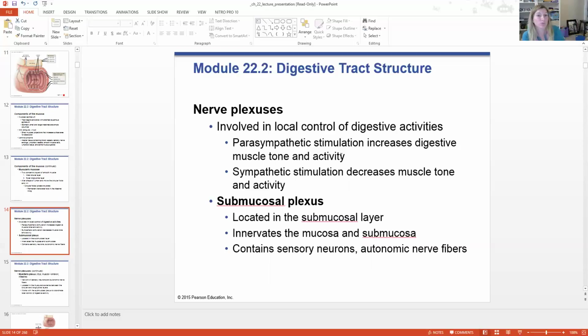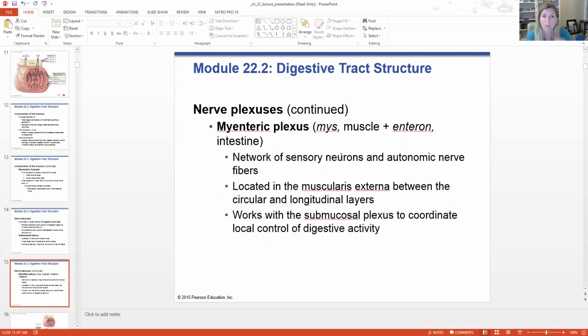The submucosal plexus is located within the submucosal layer. This is innervating both the mucosa and the submucosa with sensory neurons and autonomic nerve fibers. So this is how we get our input as to whether or not we're full, things like that. The myenteric plexus is a network of sensory neurons and autonomic nerve fibers. These are located within the muscularis externa, and it works in conjunction with the submucosal plexus to coordinate all of that localized control of the digestive activity.